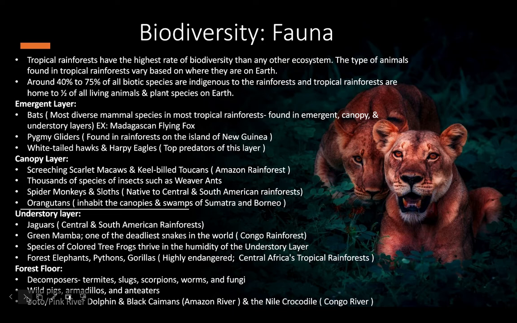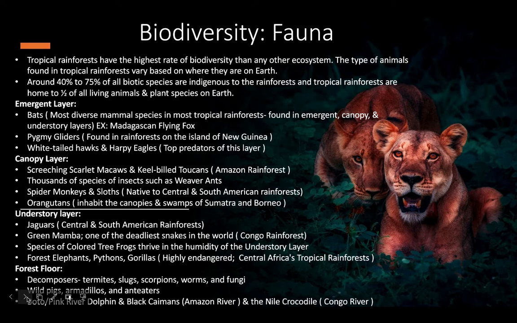We have the canopy layer, where we have screeching scarlet macaws and keel-billed toucans in the Amazon. We have thousands of species of insects such as weaver ants. We have spider monkeys and sloths, which are native to Central and South American rainforests, and orangutans that inhabit the canopies and swamps of Sumatra and Borneo.